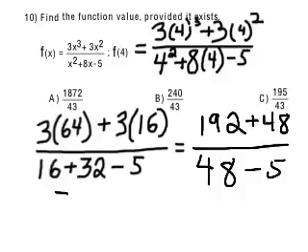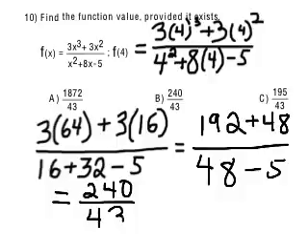Alright, might as well finish this problem though. So 192 plus 48 is 240, and then 48 minus 5 is 43. So the answer is 240 divided by 43.